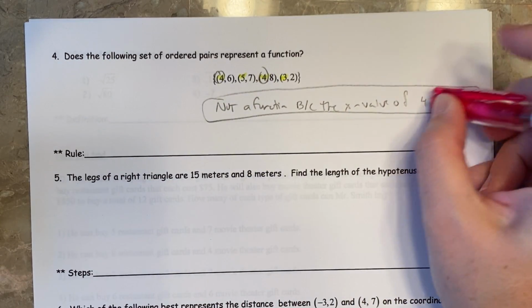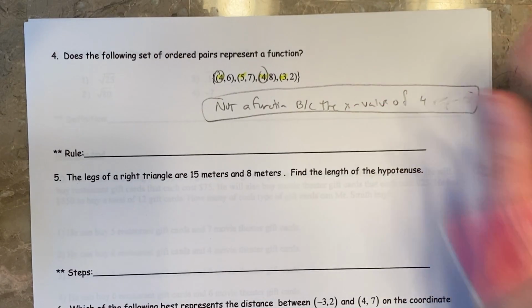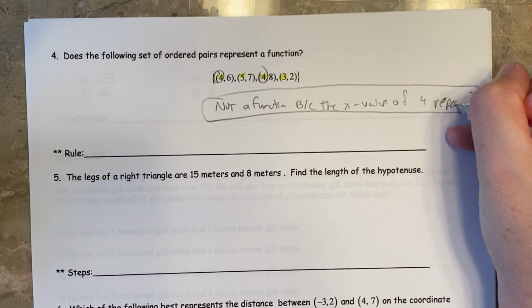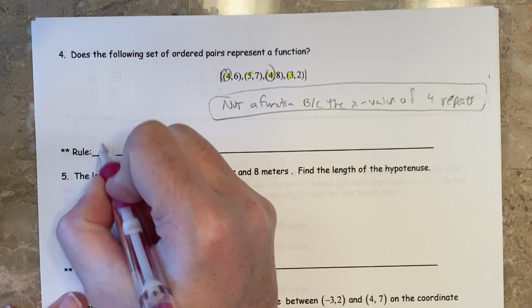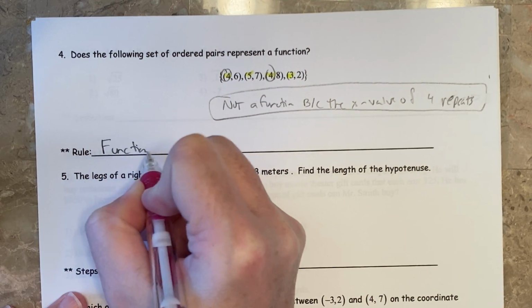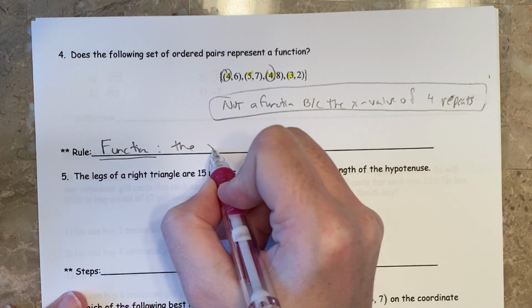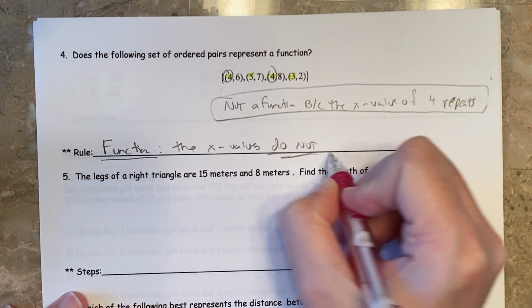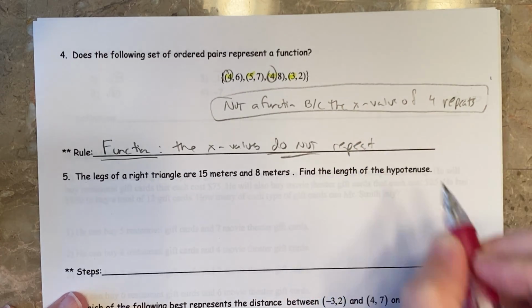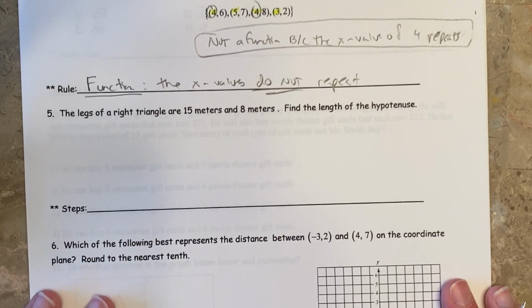So again, this is all going to be multiple choice. So it's either going to ask you for the one that is or is not a function. Just remember, in order to be a function, the x values cannot repeat. So that will be our rule. In order to be a function, the x values do not repeat. Okay. All right.